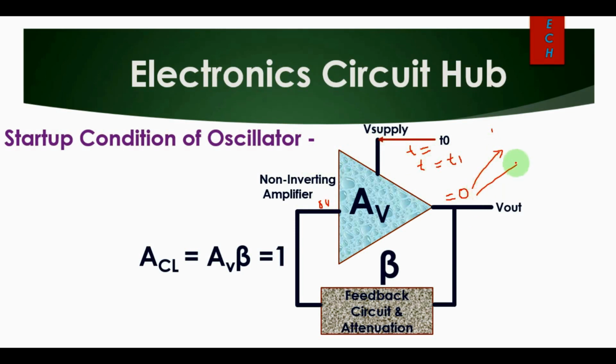So this is the second source, and your third source of noise could be your feedback circuit, because in the feedback circuit you have some passive components connected here, so they can produce some thermal noise. Because of that, now at time t equals t1, you will have some small signal here.